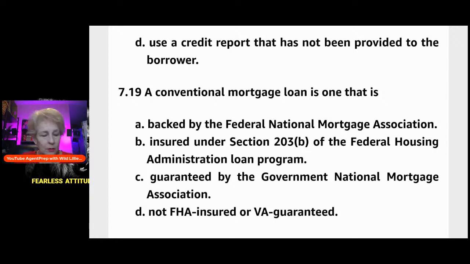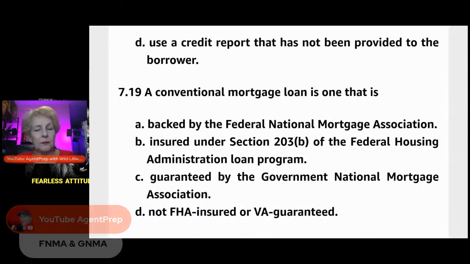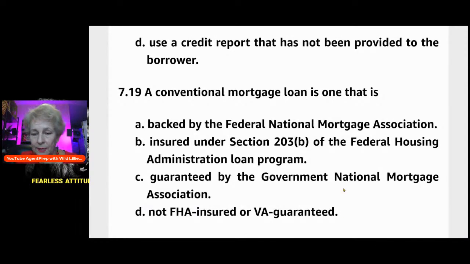So the acronyms are FNMA and GNMA. I'm sorry, Government National. See how easy it is to mix up? Yes, you got it. Awesome. Ginnie Mae and Fannie Mae. Okay, very good. So it didn't say anything different than what I said.